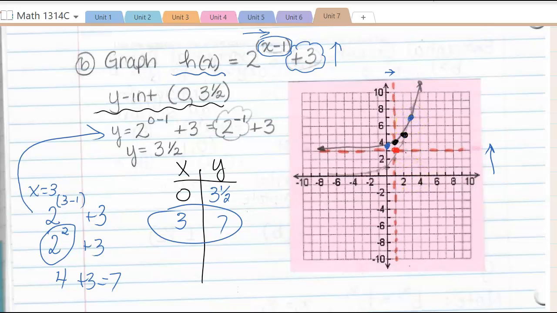We can now connect our dots. We know it's going to be a growth because our base is greater than 1, so it's going to go upward. And we know our new horizontal asymptote is at that dashed line at y is equal to 3. And that concludes our graph and this video.